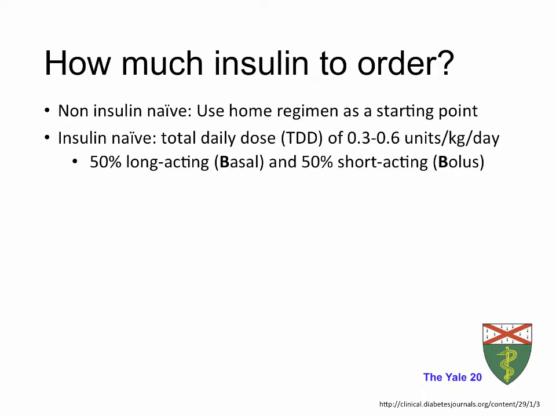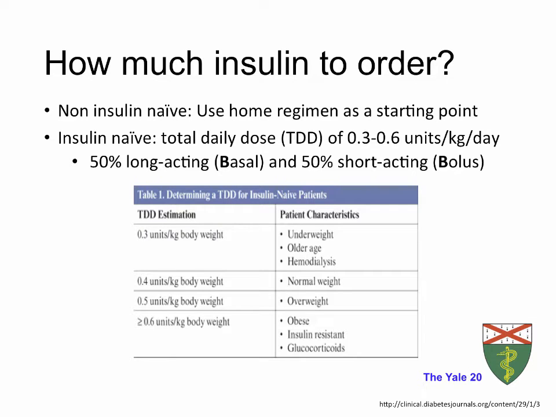And if you ask an endocrinologist, often they'll typically start at 0.5 units per kilogram per day as a good starting point. So 0.25 of the basal and 0.25 of the bolus, total of 0.5 units per kilogram per day. And this is a chart that you can use to help determine a total daily dose for an insulin-naive patient. As you can see, the lower total daily doses are for patients that are more insulin sensitive and don't need the same amount of insulin to have an effect.